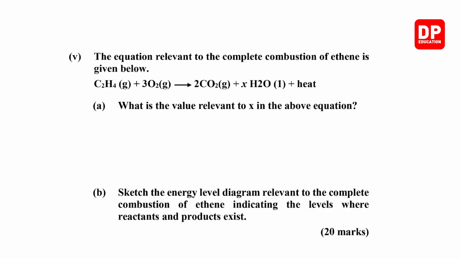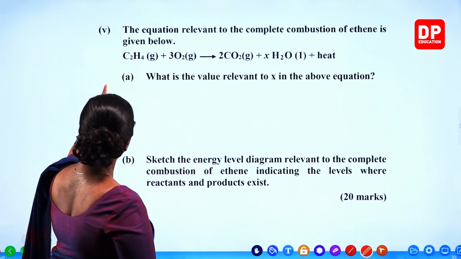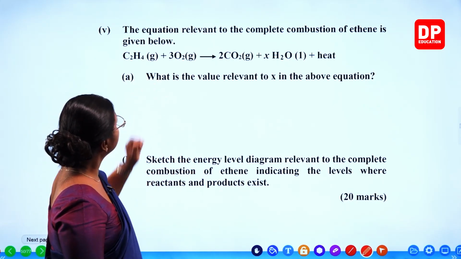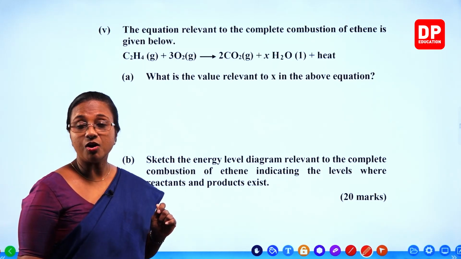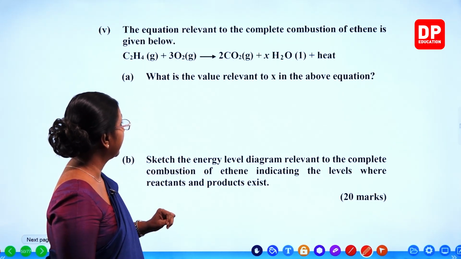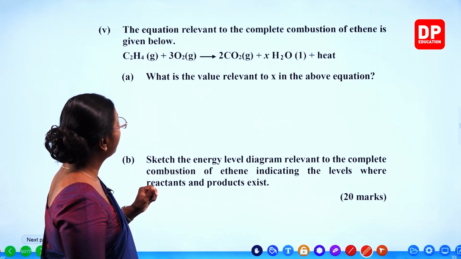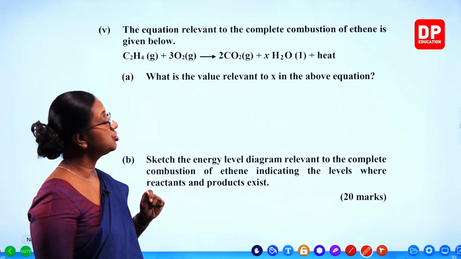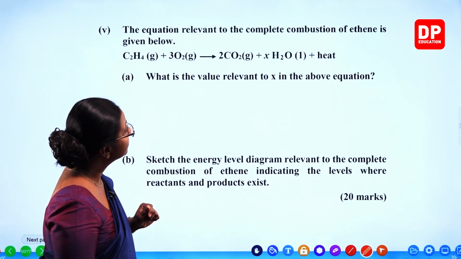Part 5. The equation relevant to the complete combustion of ethene is given below. So here C2H4 gas, ethene is a gas, plus 3 O2 gas. There are 3 O2 gas. They react and form 2 CO2 gas plus X H2O liquid plus heat.